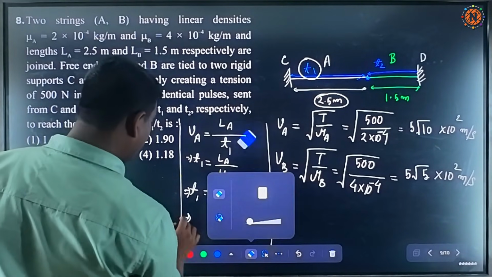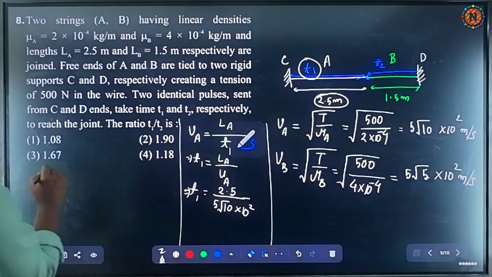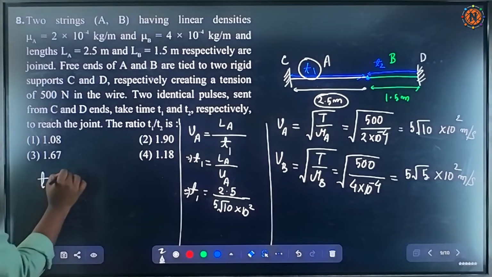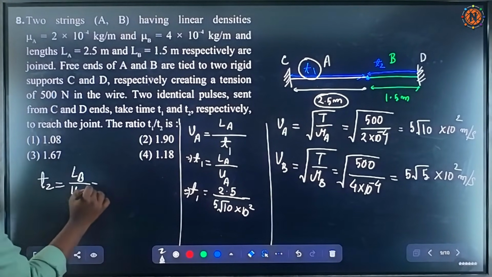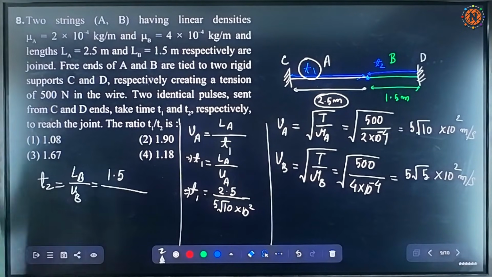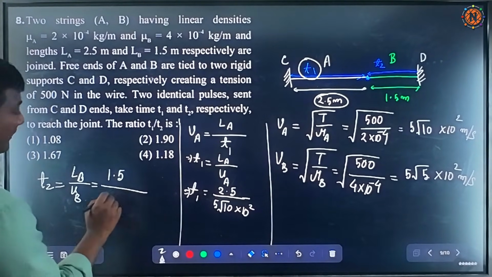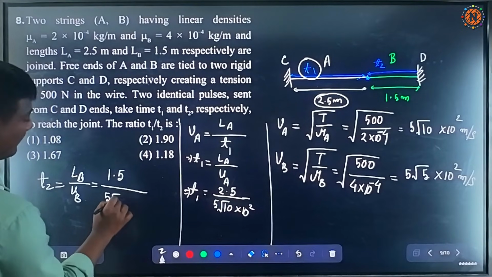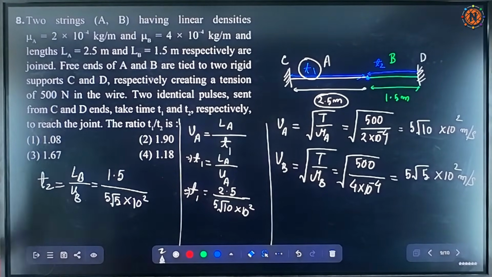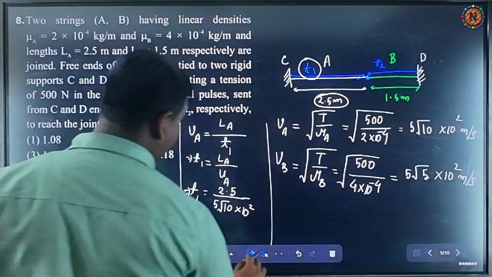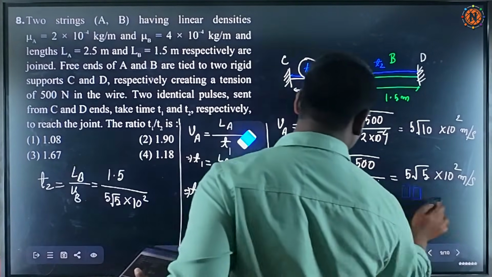okay, let it be, and T2 will be how much? T2 will be LB by VB. Yes, LB is 1.5 meter and VB, velocity of pulse B, will be 5 root 5 into 10 to the power 2. Okay, just you need to take the ratio. So divide T1 by T2.